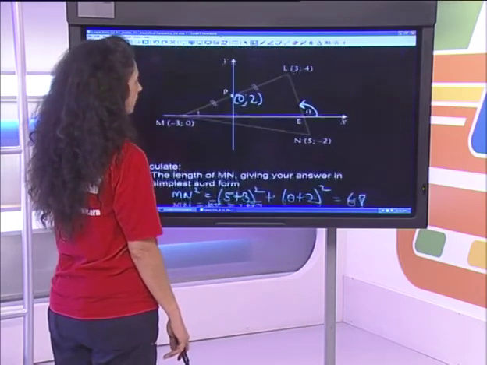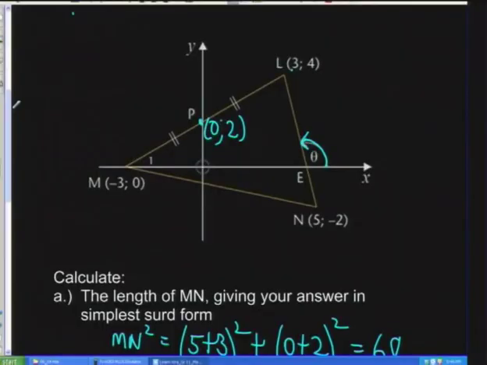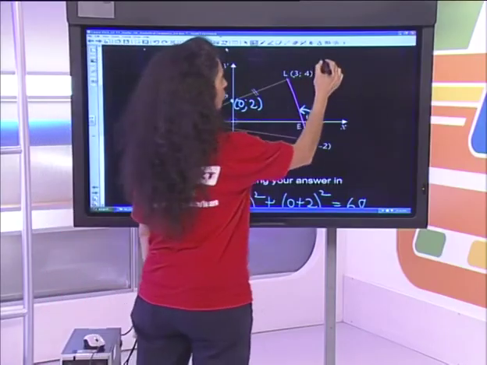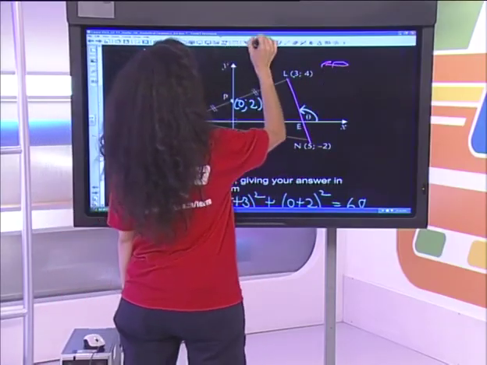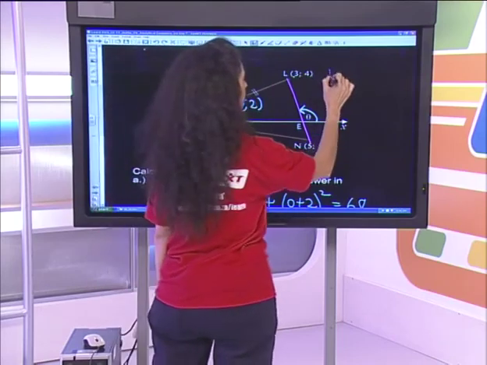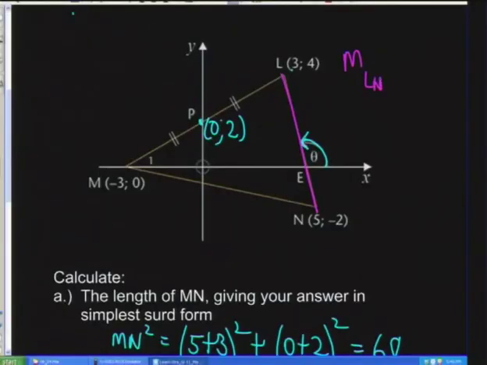Equation of LN. There's LN. Let's just color that in a different color. There's LN. And what's its equation? And again, because you've got 2 points, what can you work out? We can work out its gradient. So the gradient of LN is equal to the change in y, 4 minus 2 is 6, and the change in x, 3 minus 5 is -2. So the gradient of that line is -3.